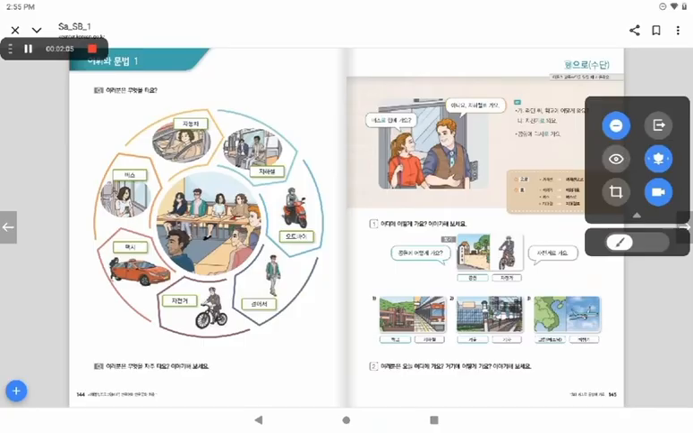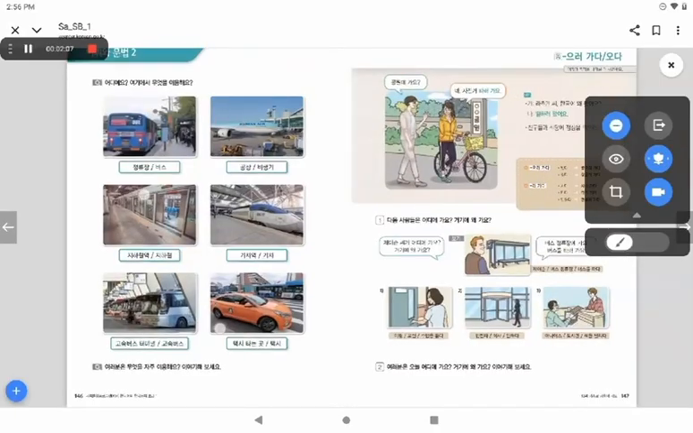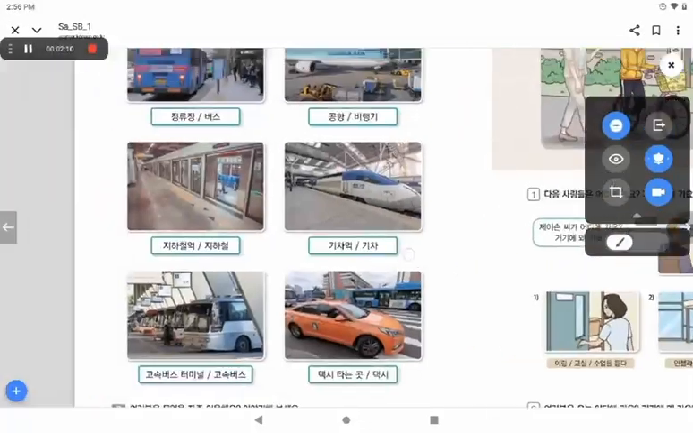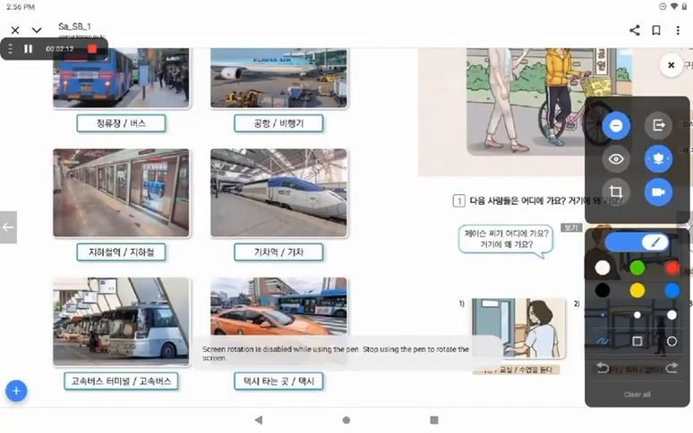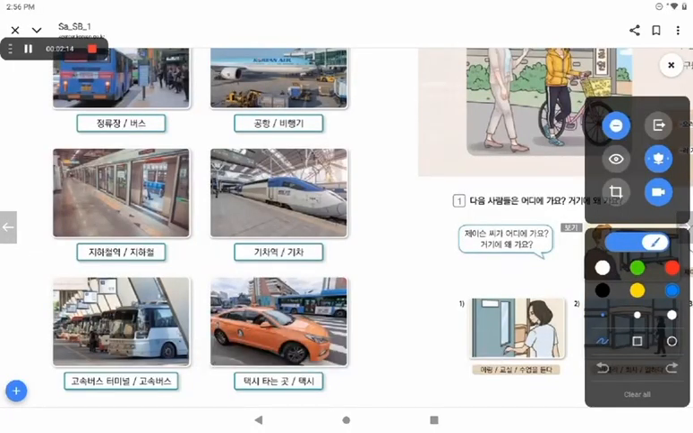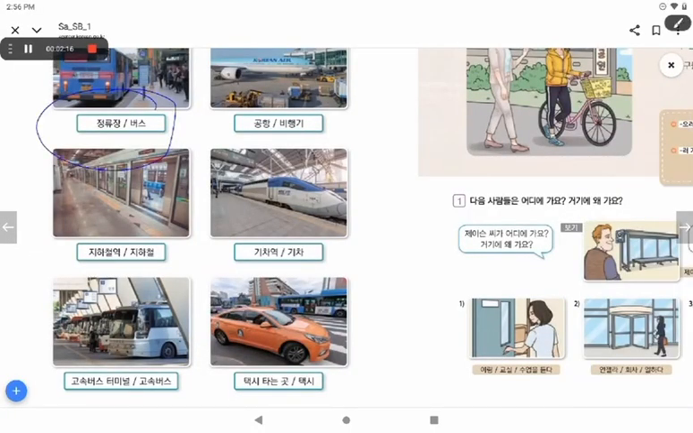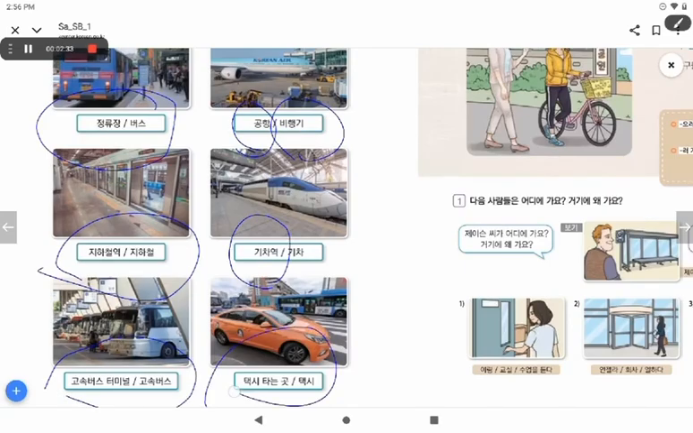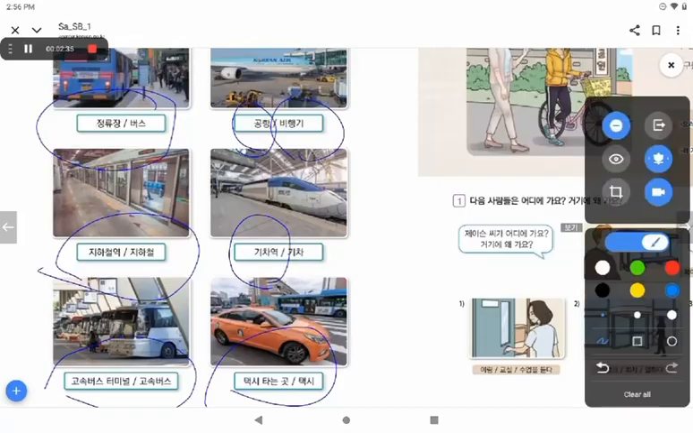The first grammatical part is 으로/로. Now, vocabulary: 버스 정류장, bus stop, bus. 공항, airport, 비행기, airplane. 지하철역, 지하철. 기차역, 기차. 고속버스 터미널, 고속버스. 택시 타는 곳, taxi.